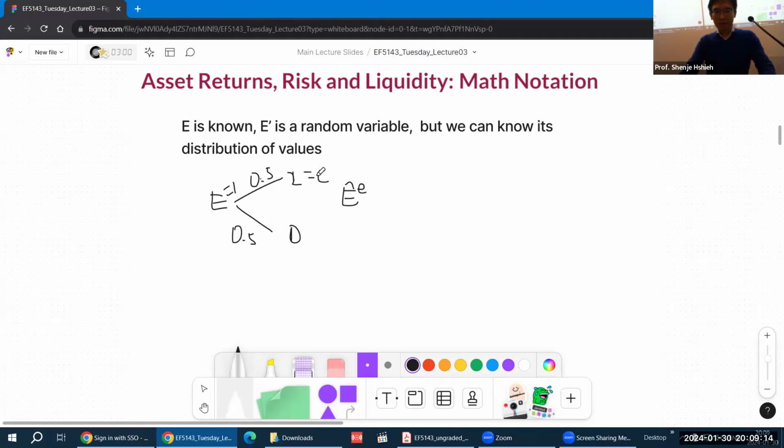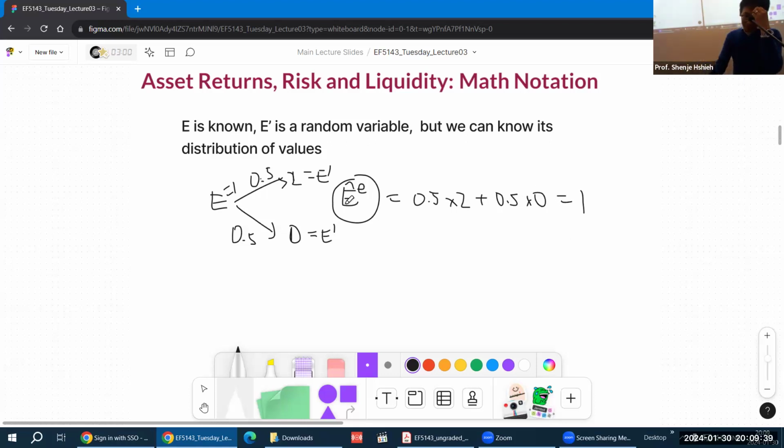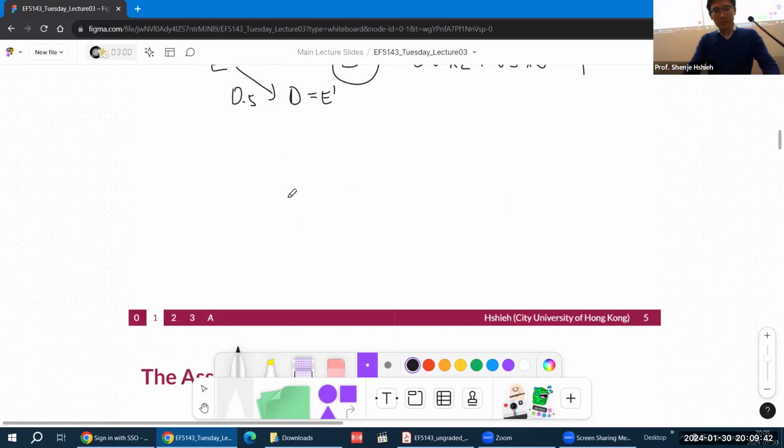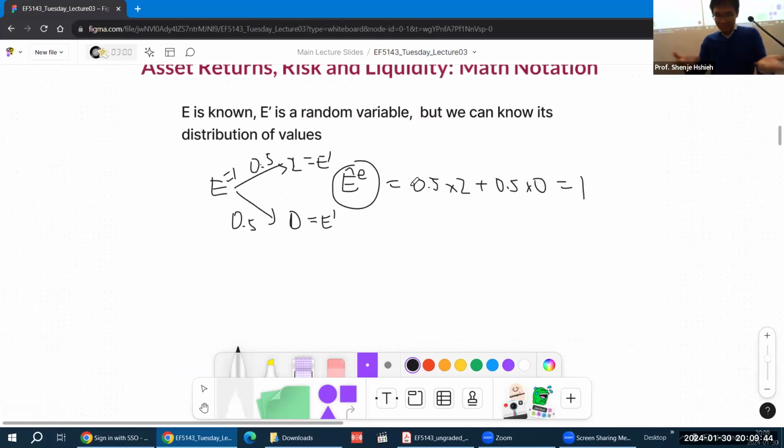Remember, 2 is equal to E prime, and 0 can also equal E prime, right? It's a possible realization of what E could be. It could either go up or go down, but we can calculate this because we know it's 0.5 up or 0.5 down. So 0.5 times 2, plus 0.5 times 0, which is just 1, right? So that's simple, right?